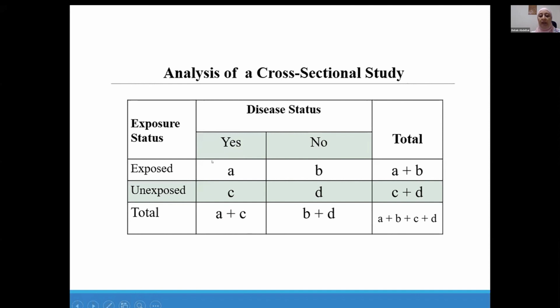Now you have to have a correct design of your table in order to be able to calculate any indicators from any study. So you have to have the yes in the disease outcome here, and the yes for the exposure here, so that the cells A, B, C, D are in the correct place. And then we can calculate whatever we want to calculate using the table in this design. Okay?